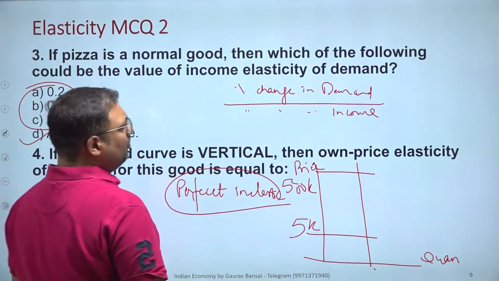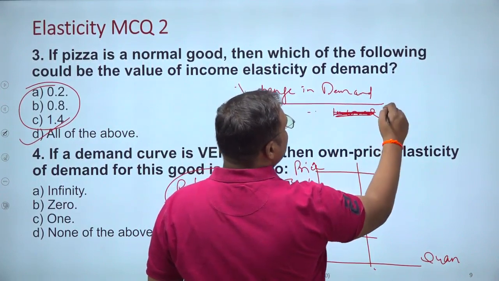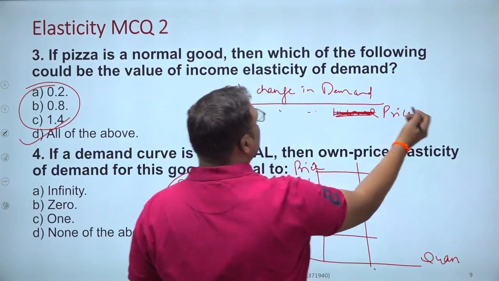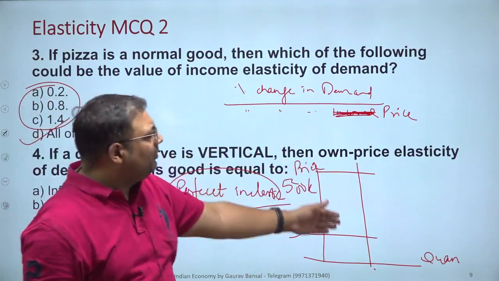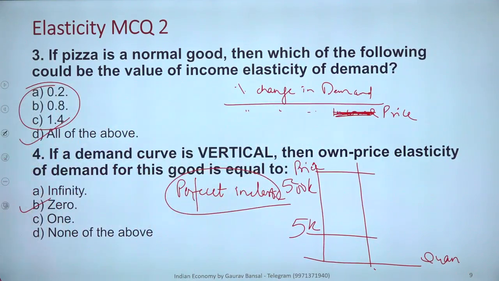Okay. Now, what is the formula? The formula is simply percentage change in demand divided by percentage change in price. Here demand will not change under any circumstance, so the numerator will be 0. The answer here is 0.